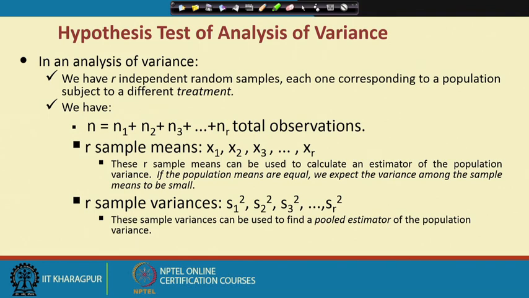In an analysis of variance, we have r independent random samples, each corresponding to a population subject to a different treatment, and ultimately the total sample size will be n1 plus n2 plus n3 up to nr observations. That is the total population. Then the samples we draw from the population are x1, x2, x3, and the sample variances corresponding to x1, x2, x3 are s1 square, s2 square, s3 square. So, these are the background of this ANOVA.